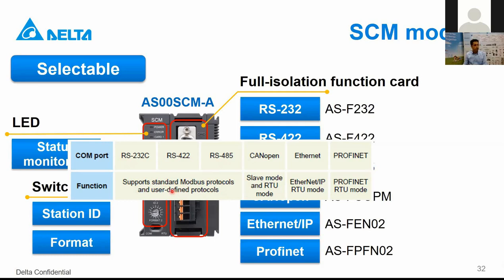You can send the data from the PLC to a printer with RS-232, for instance. Okay. And the CANopen function card supports slave mode and RTU mode. What is RTU mode? Remote terminal unit. So it is a remote I/O solution. I will show it later. And the Ethernet function card also supports RTU mode or standard Ethernet IP, and Profinet slave only, and also supports the remote I/O solution.